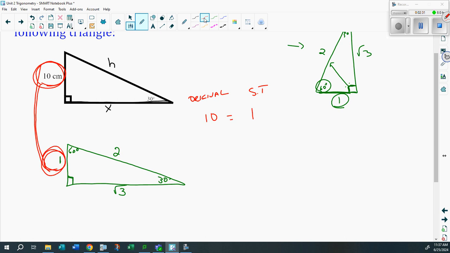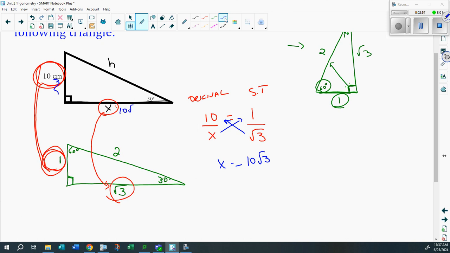Now, so 10 compares to 1. That's what I wrote. 10 compares to 1 as, let's deal with the x first. X compares to root 3. So x on the original compares to root 3 on the special triangle. Now what? Oh, simple. Just cross multiply. X times 1 is x. Root 3 times 10 is 10 root 3. And since this is in centimeters, that's 10 root 3 centimeters. That's it. That's how easy it is.